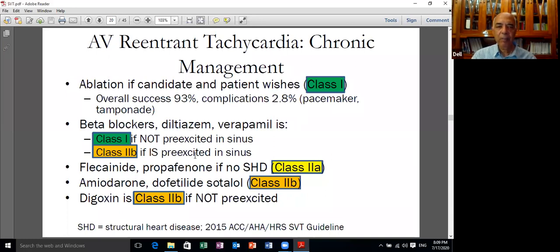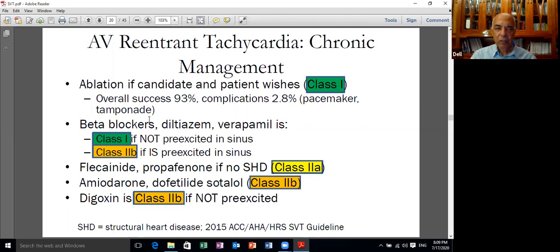For chronic treatment, again, ablation. Ablation is easy, it's rapid, it's effective, and is long-lasting. Overall success rate approaching again 95%. Complications are again about 3%, and tamponade can occur if you are working on the left side of the heart because of anticoagulant use.